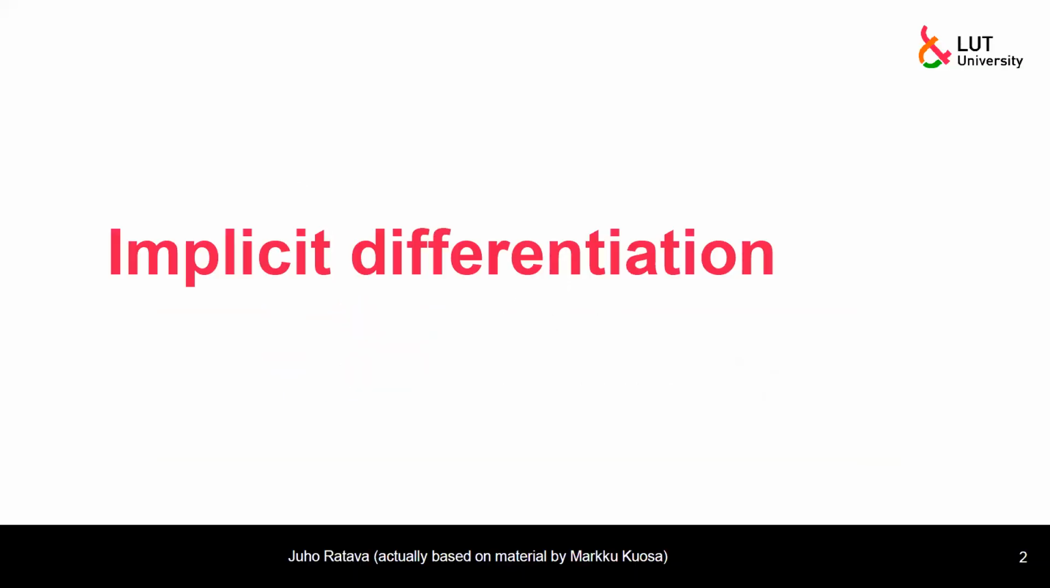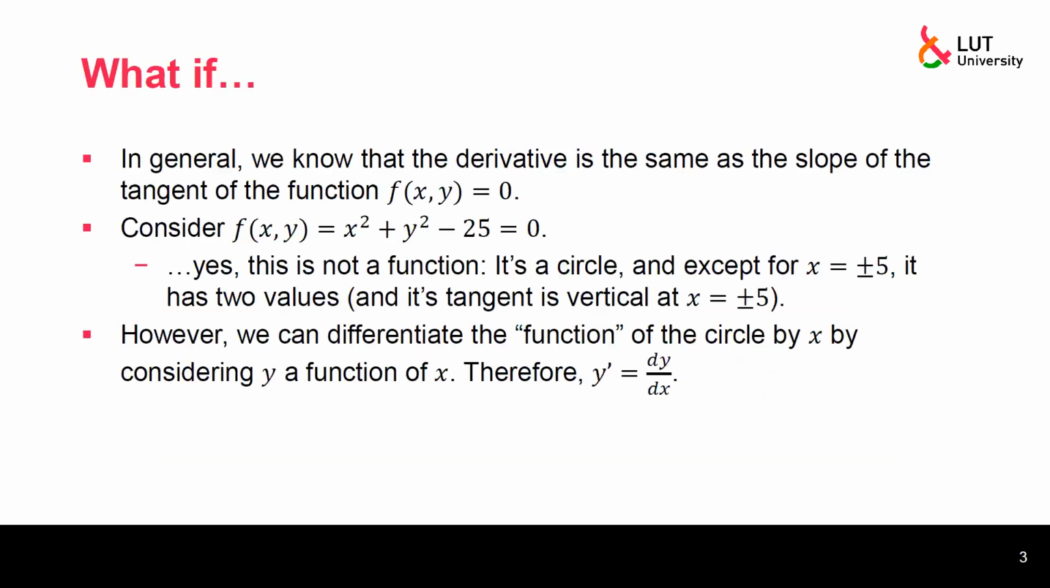Now this is simpler if we use the Leibniz notation. We know that the derivative is the same as the slope of the tangent of a function. And now we're having things that are not actually functions. So this is a circle. It's not a proper function. At plus minus 5, it does have only one value, but otherwise it goes up and down.